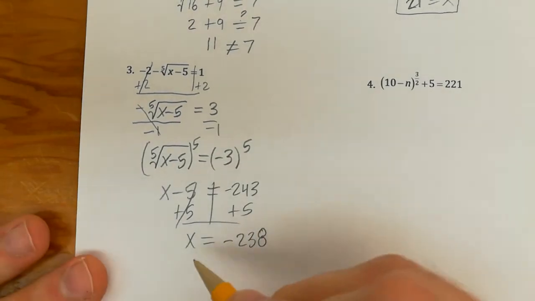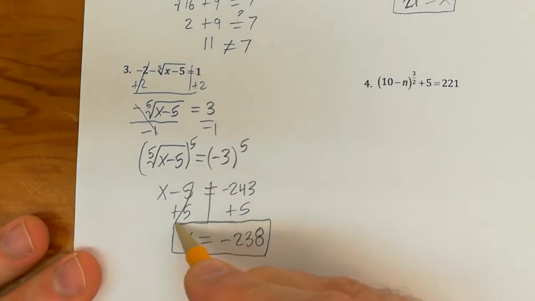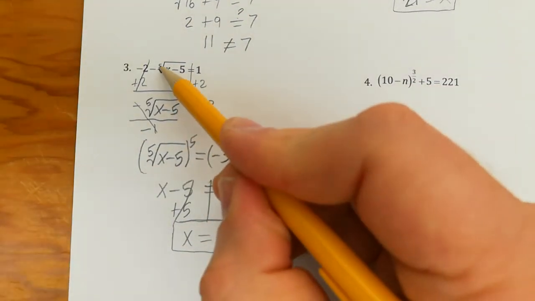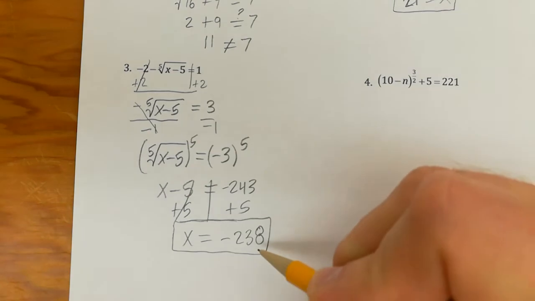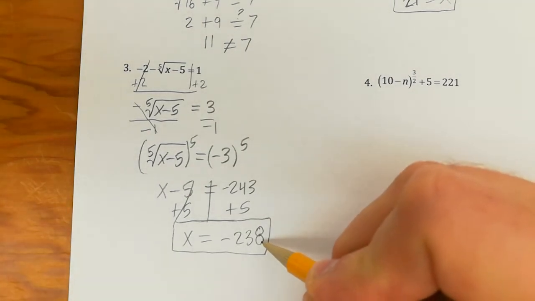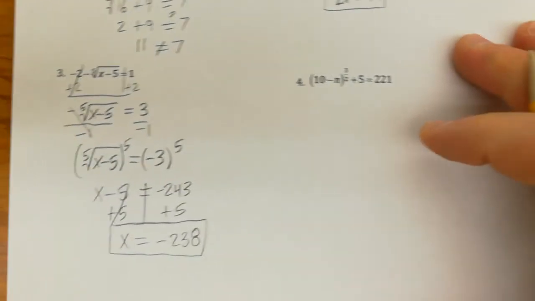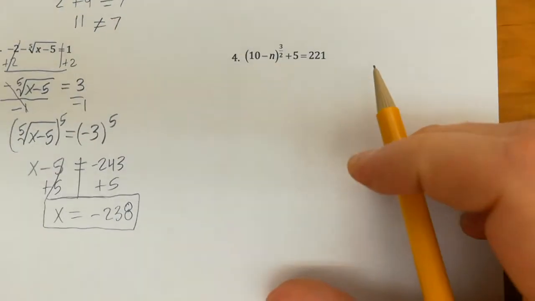You actually don't have to check for extraneous solutions because we had an odd index on our radical, so all inputs would work, okay? Feel free, you can check your answer, all right? Not a bad idea, but we don't have to check for extraneous solutions. Okay, and I'll do number 4 here.